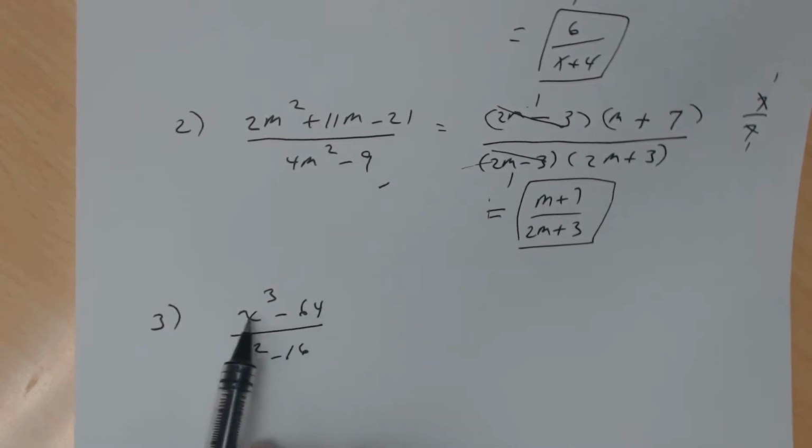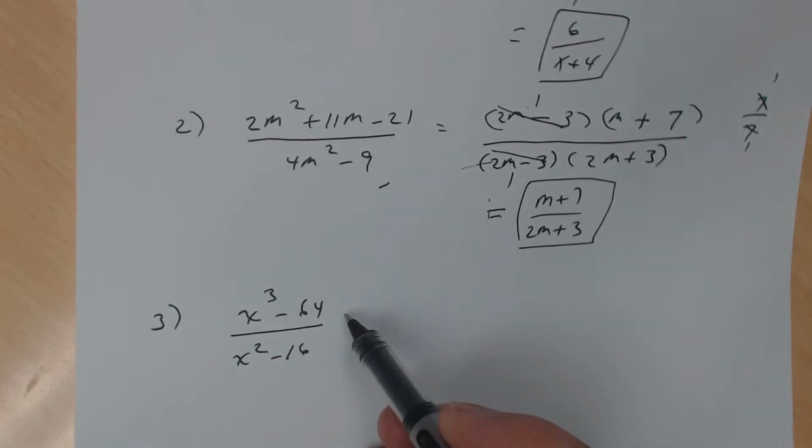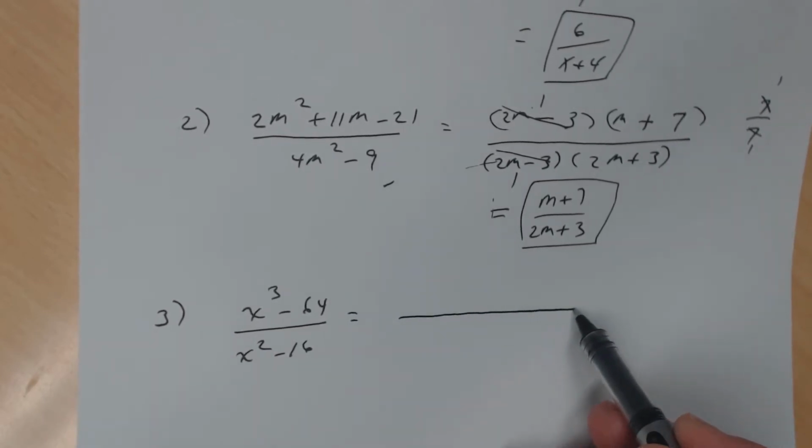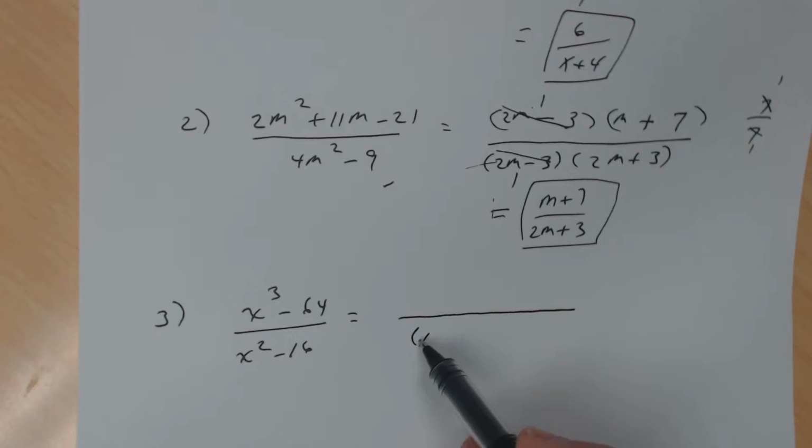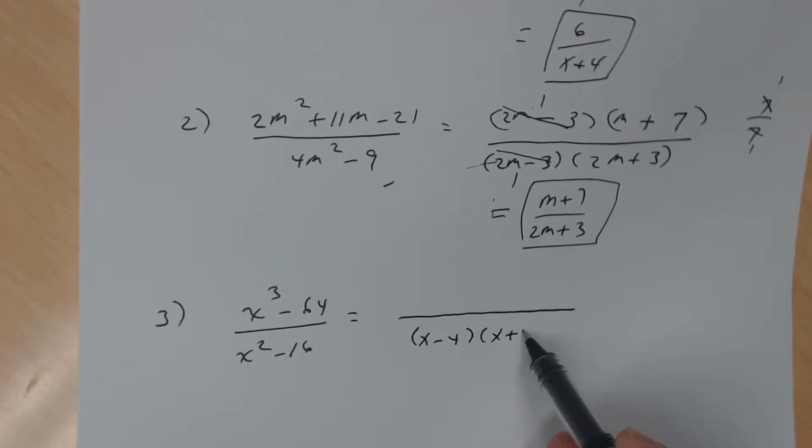Okay, so the GCF up here is 1. The GCF in the denominator is 1 also. But if you look at the numerator, that's the difference of 2 cubes. And the denominator is the difference of 2 squares. So let's do the denominator first. The denominator is easy. So my denominator is going to be x minus 4 times x plus 4. That's my denominator. Now the numerator, we're going to probably have to do some work.